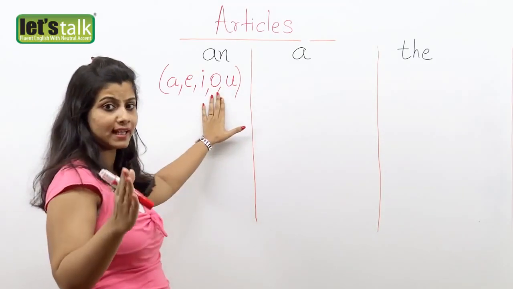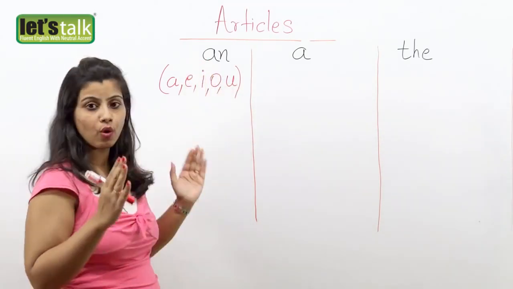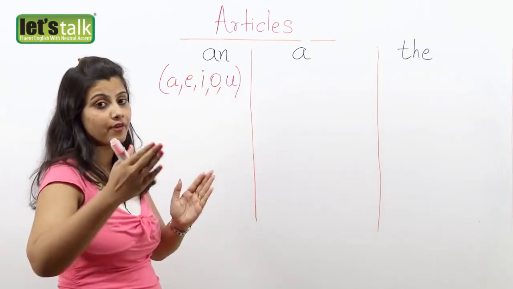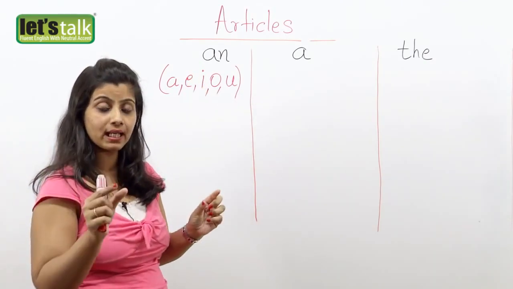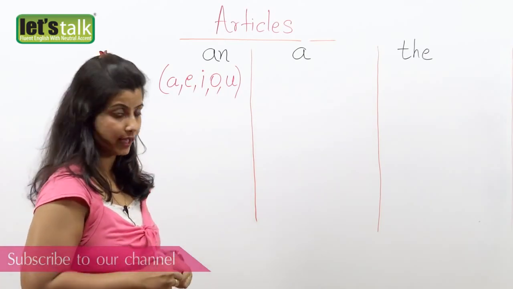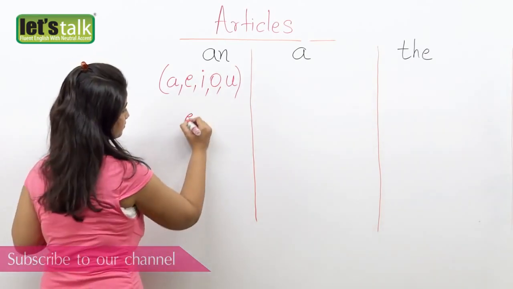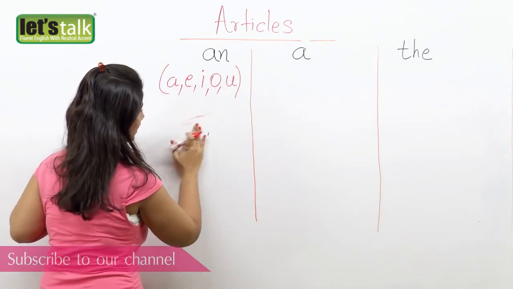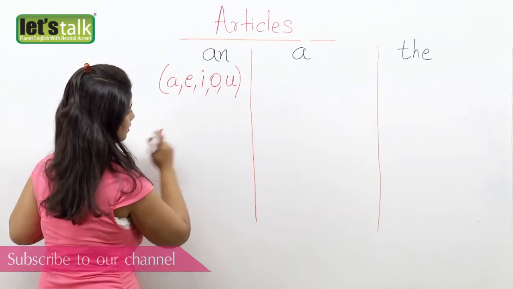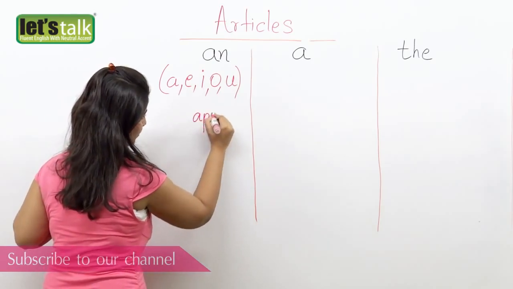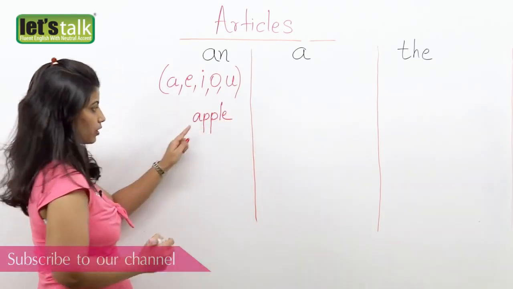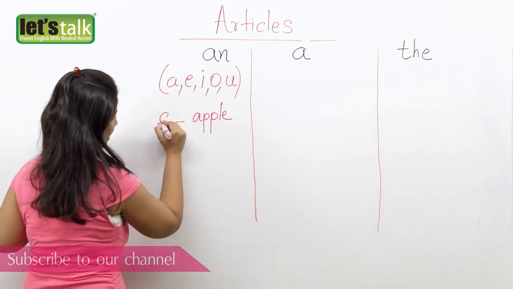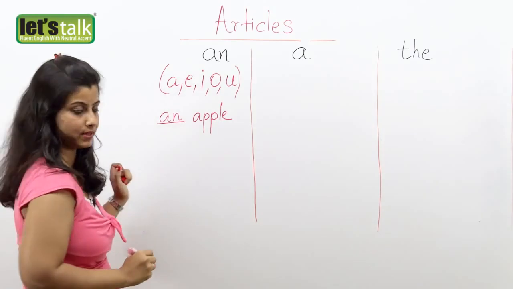When you want to place your article an, you always remember that you place the article an in front of the word beginning with a vowel. Okay, for example, elephant. Okay, let's begin in the right order. What about apple? Here A is a vowel, so here we write an apple.